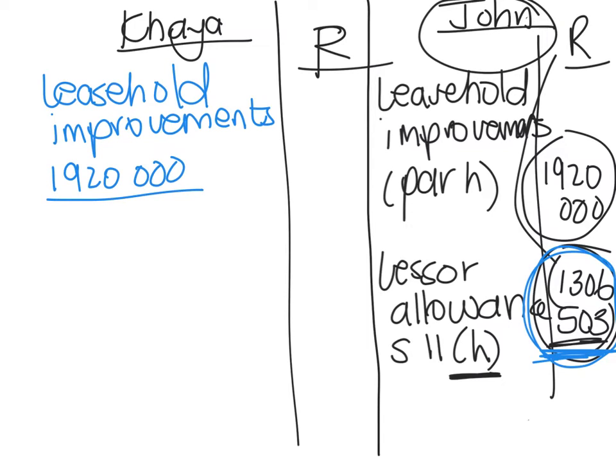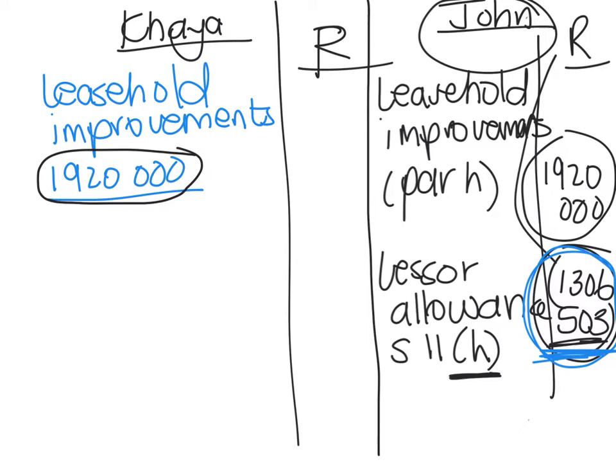Now, remember, even though Kaya spent more than this, he wasn't obliged by the contract to do so. So Section 11G won't give him an allowance for the additional amount that he spent. So if you spend more than the contract as the lessee, you are limited to the contract amount when you want to calculate this deduction. Right. So that's our first element.